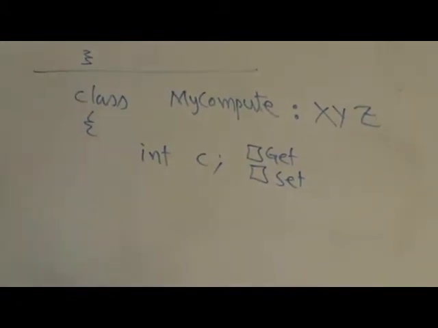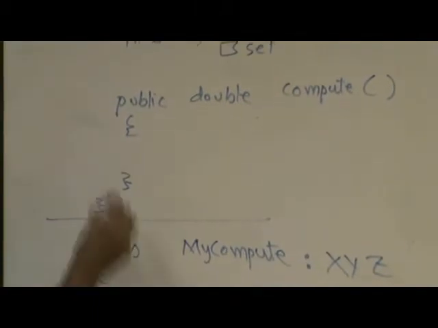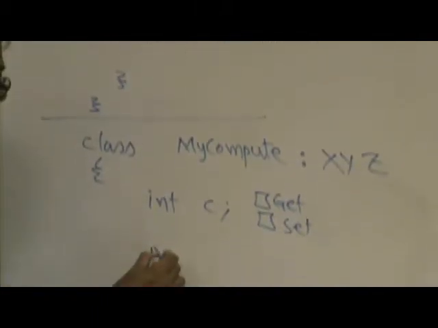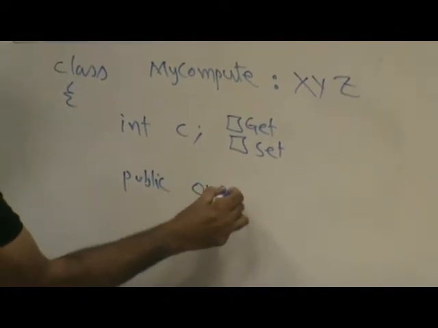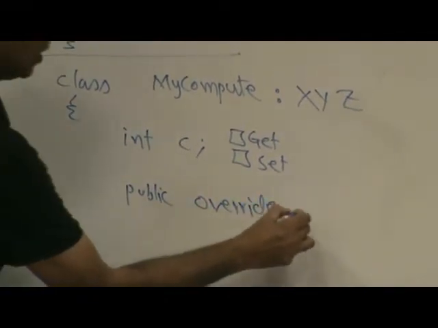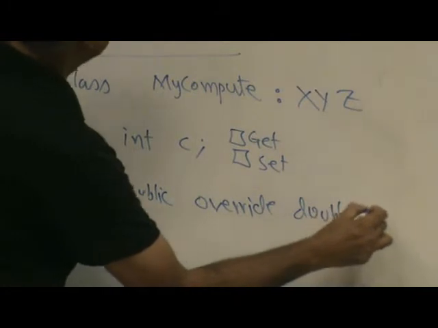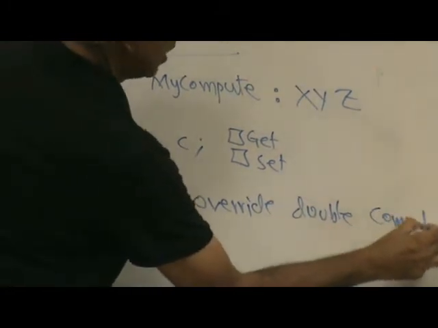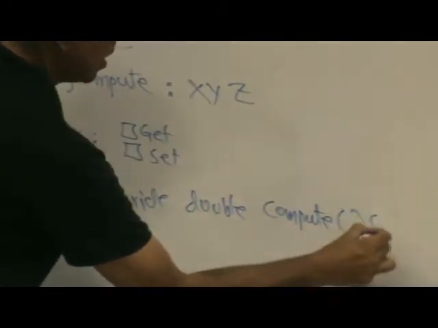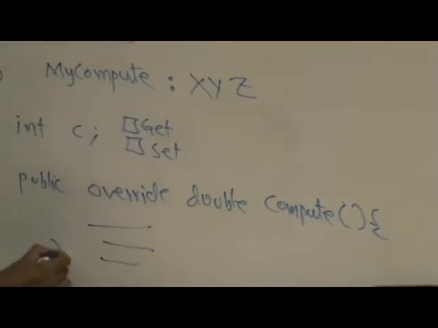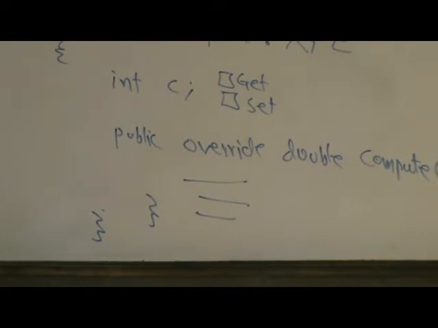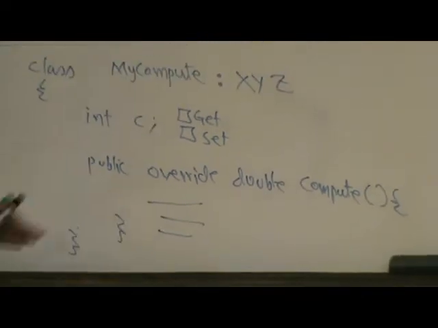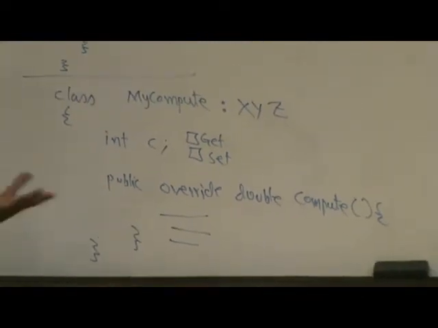Okay, and then we wanted to override this, so we said public override double compute. And we wanted to provide some different code, whatever that code is, right? So that was the goal. Okay, so first of all, if we left it like this, you'll get a warning.